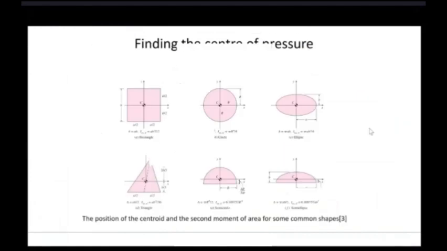So we saw on the previous slides how we can calculate the force acting on a plate, and in order to calculate that, we need to know where the centroid is. We also saw how we can calculate where the centre of pressure is, where that force is going to be acting on that plate. And in order to do that, we need to know the second moment of area of the plate around the centroid.